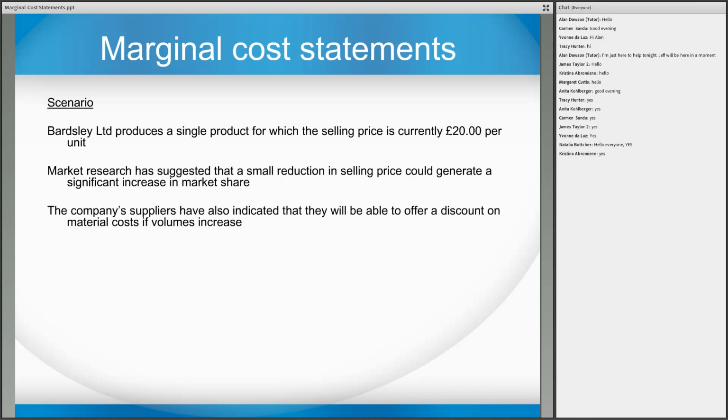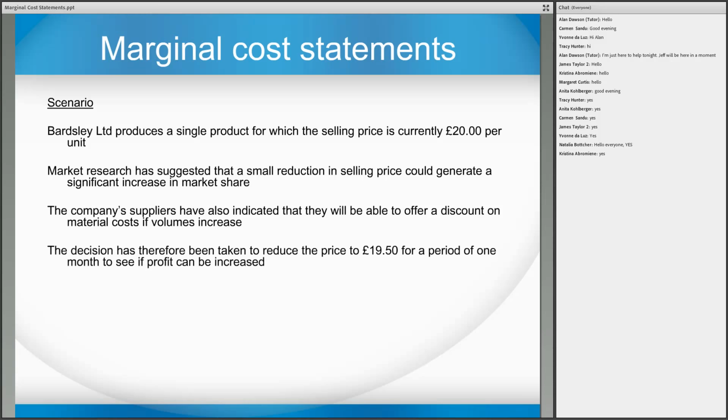Furthermore, the purchasing manager's been talking to the suppliers, and we've learned that if we can increase our offtake slightly on our materials, we can actually get a discount for buying a greater volume. So therefore, what we're going to do is knock 50p off the price for a month just to see what happens. But we're not going to reflect that in our budget.